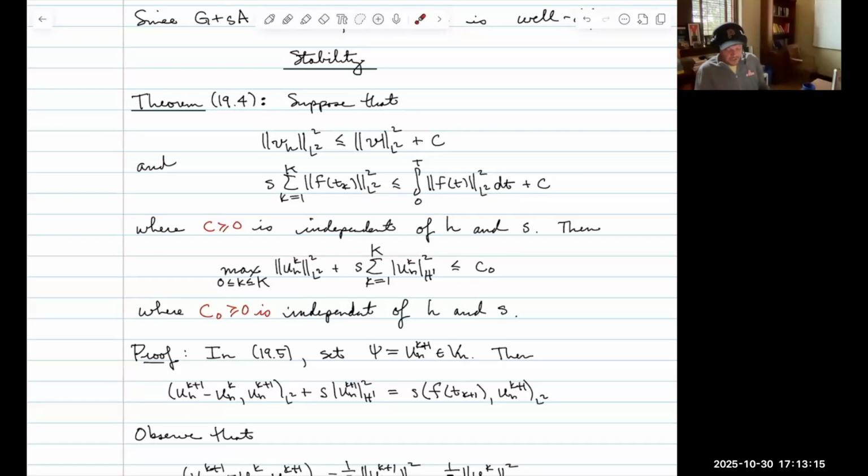When you have a numerical scheme that can blow up as H and S get small, then we say that method is not stable. It's unstable. Okay, and there are plenty of examples of this, and we went through those in Math 572 here at the University of Tennessee. Examples where we were taking smaller and smaller time steps or spatial steps, but the approximation wasn't getting better, it was becoming garbage. And that was because we don't have a stability available to us.